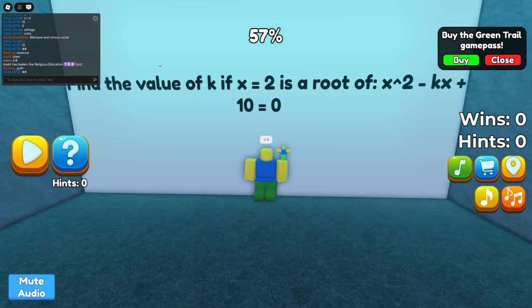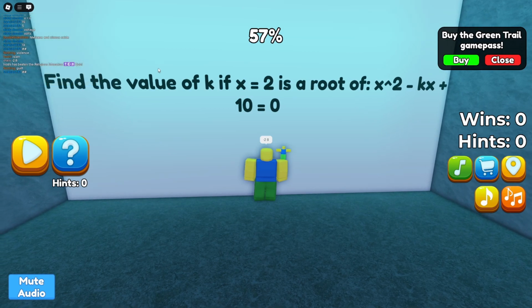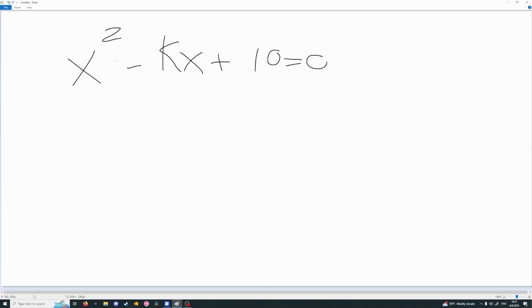Find the value of k if x equals 2 is a root of x. Okay, this is gonna be kind of weird. But then the root of this is gonna be 4. So this will be 16 minus k times 2, I would assume. Or is it just for that root right there? Okay, then we're just gonna plug in x equals 2 for all of those. That makes sense.